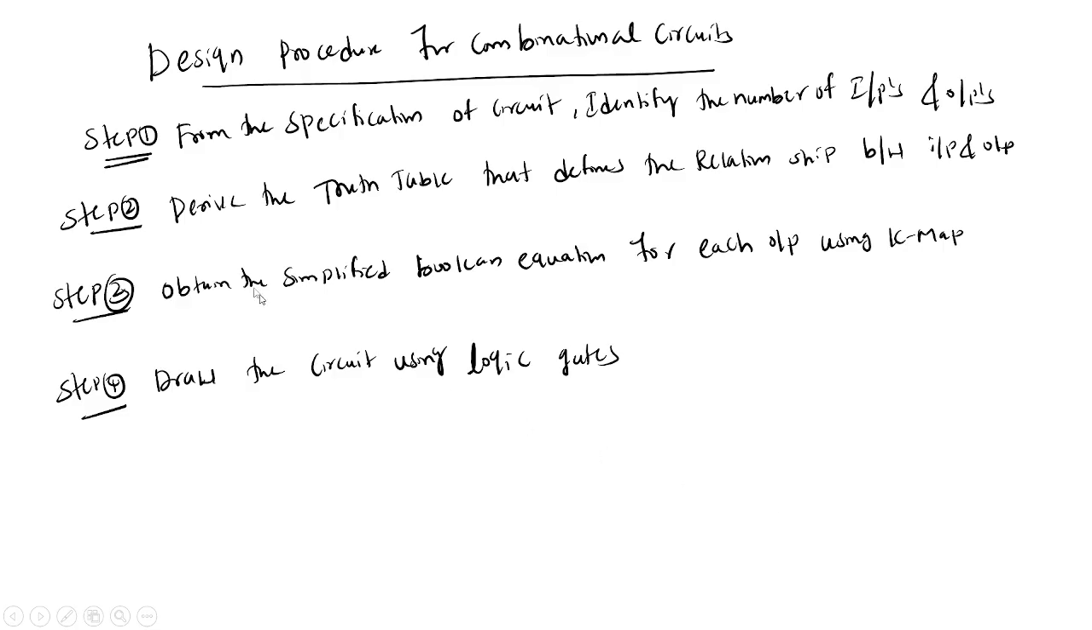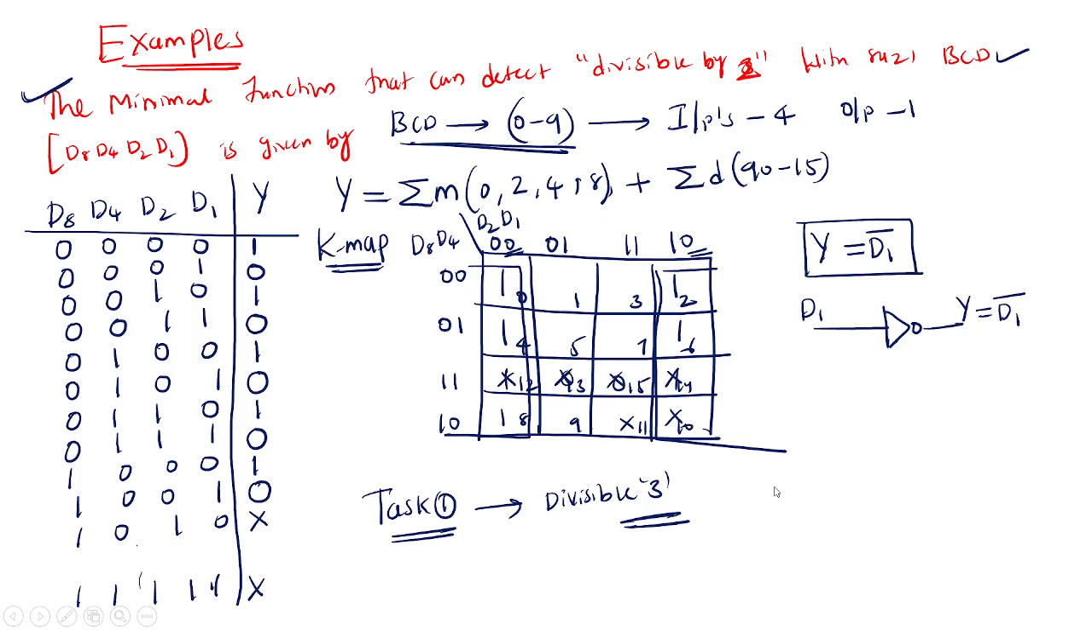Okay, so these are the design steps. First, you need to find the number of inputs and outputs and the functionality of the circuit specification. Next, you need to draw the truth table and get the relationship between input and output. Obtain the simplified Boolean expression by using K-map. By using the Boolean expression, you need to draw the circuit by using logic gates. We already saw divisible by 2. Divisible by 3 is one example of designing a combinational circuit, and it is your task.